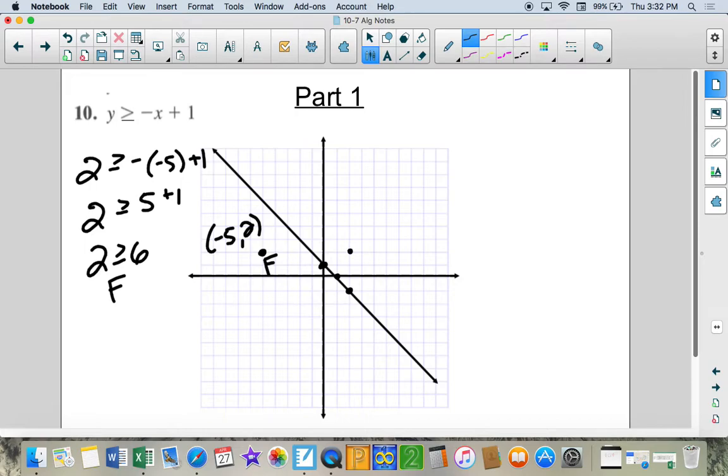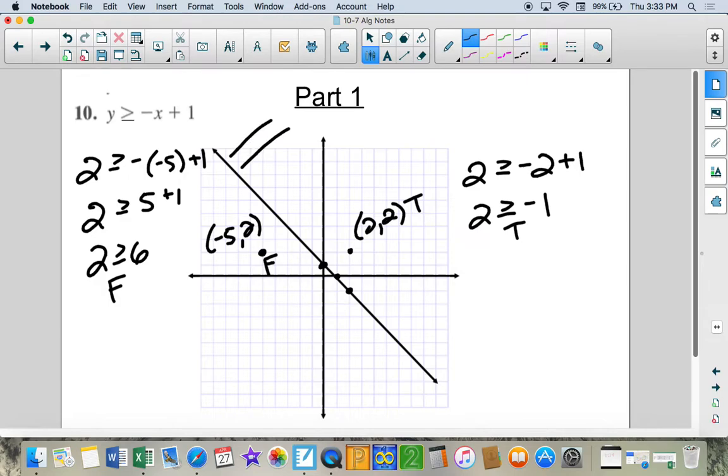Let's test another point. Let's test a point like 2, 2. So we plug 2 in. Y is equal to 2 minus, or the opposite of, 2 plus 1. So we get 2 is greater than or equal to 1. And that's a true statement. So this point here is a solution. And guess what? Every point on this side is going to be a solution. So what we do is we shade the true side. We're always going to shade, because remember, these points represent true values.